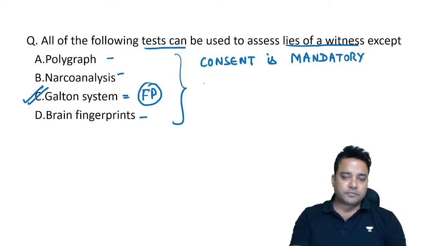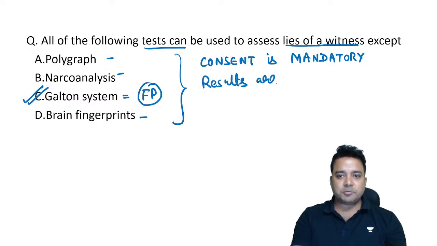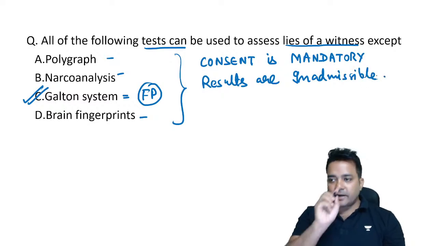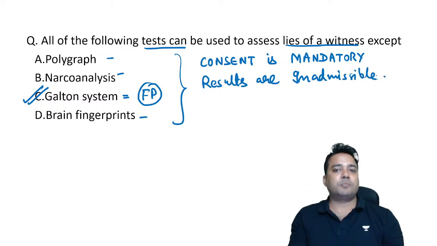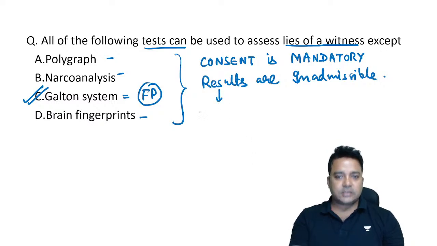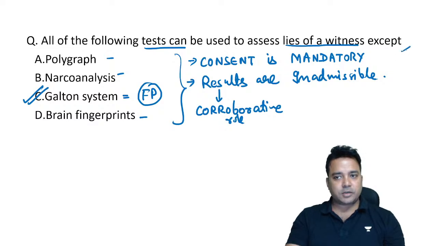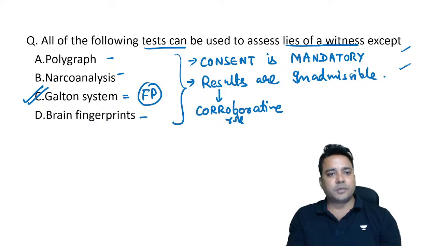And the results of these tests are inadmissible in courtroom as an evidence directly. Like the person saying that I have killed someone, that statement cannot be used against the person as a evidence. But yes, the results will help the investigating authorities to solve the crime. It has got a corroborative value. These are two very important lines to be remembered. This was asked in NIMHANS exam few years back.